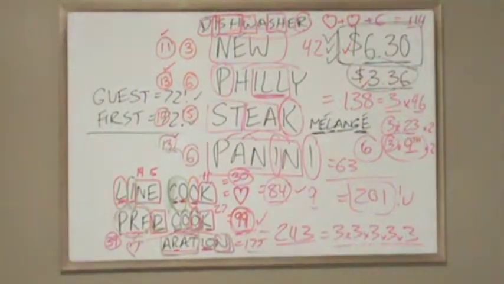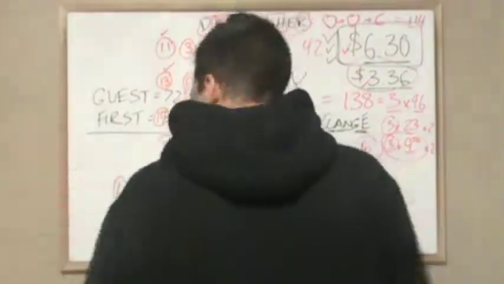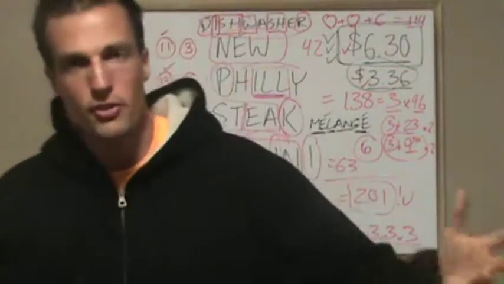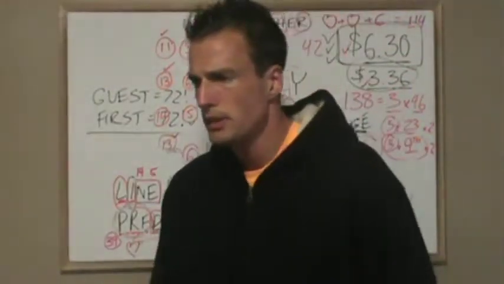Okay. So, more gems. Of course, waitress divides by 3. Bartender divides by 3.